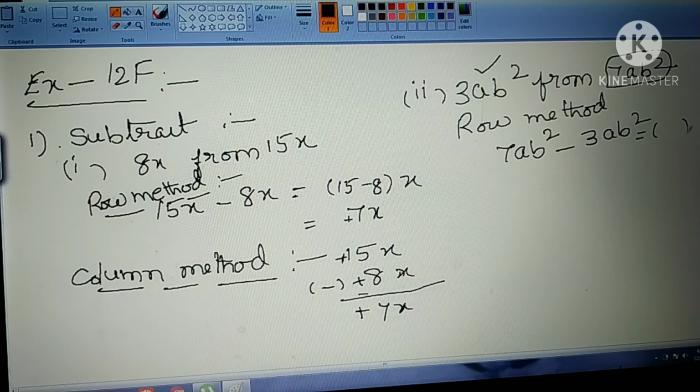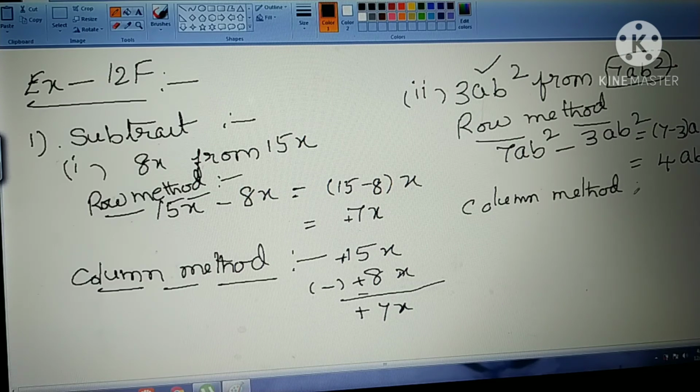So what is common here? The variable here, you have like terms, this one. So ab square you can take as common and write the numbers in between brackets. Now see, 7 minus 3, how much? 4ab square. So this is your row method. Okay. Now see the column method.